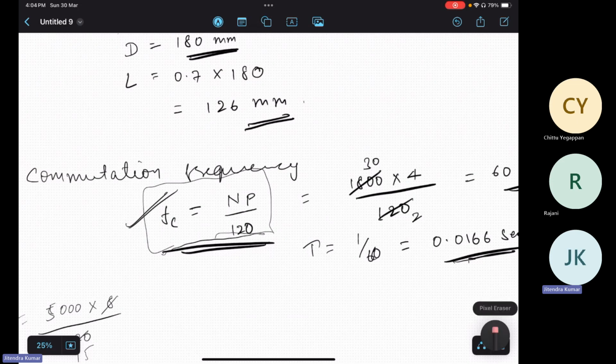I think we should refer to some third party, like some other standard textbook. But in any test, for commutation frequency we go by this formula only, na, sir. 120 F by P, like. Yeah, right. It is 120 F by P only.